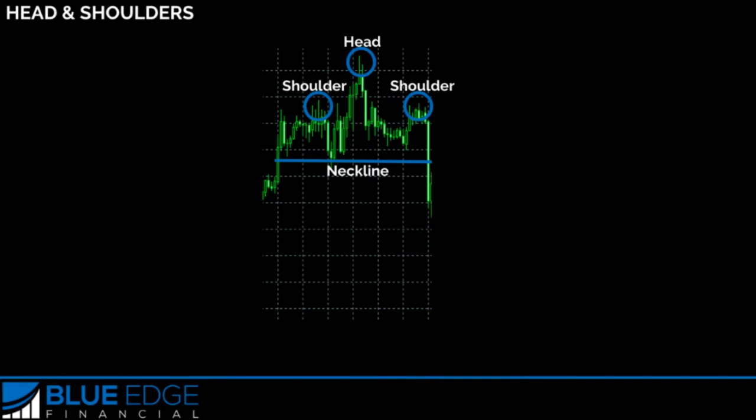Then the neckline in this pattern is drawn by connecting the lowest points of the two troughs, which in this example would be right here, and then connecting here in the middle, and then over here as well. Doesn't quite touch there, and then over here.